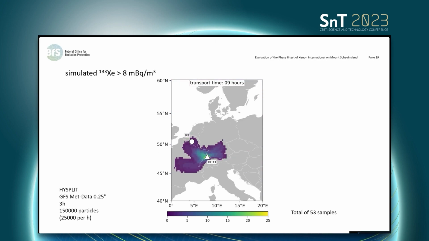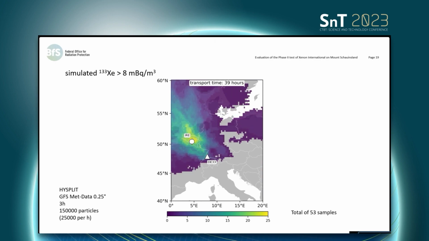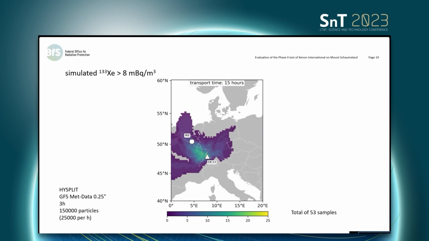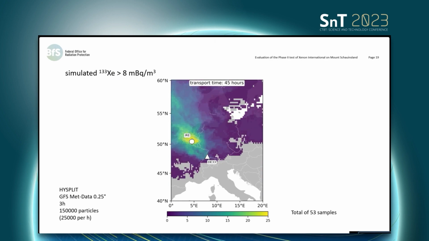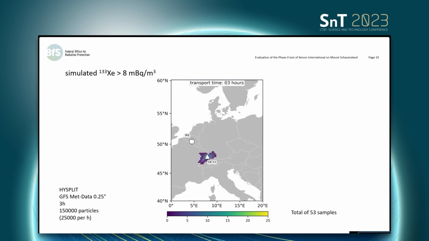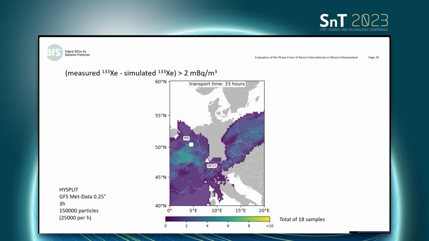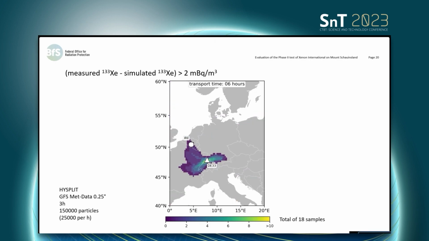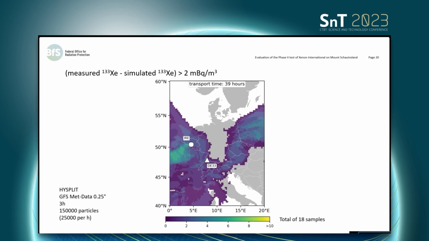So here we have all the samples that have an expected or simulated xenon concentration above 8 millibecquerels per cubic meter at the station, and we're just looking with the same setup back, where did it come from? Oh, it really comes from Fleurus. That's nice. And next, I'm sorry, there's a mistake here on the slide. This is supposed to be above 5 millibecquerels per cubic meter.